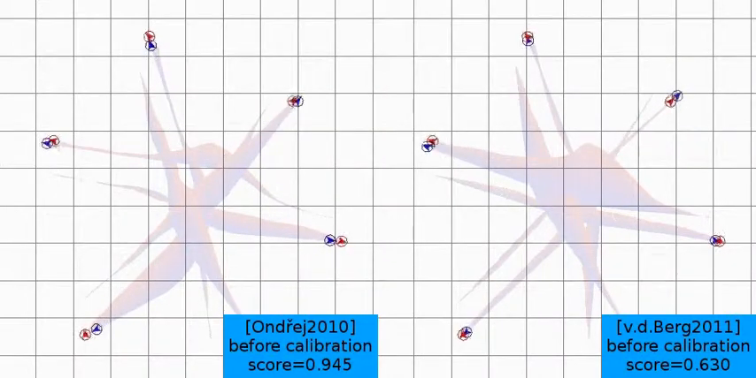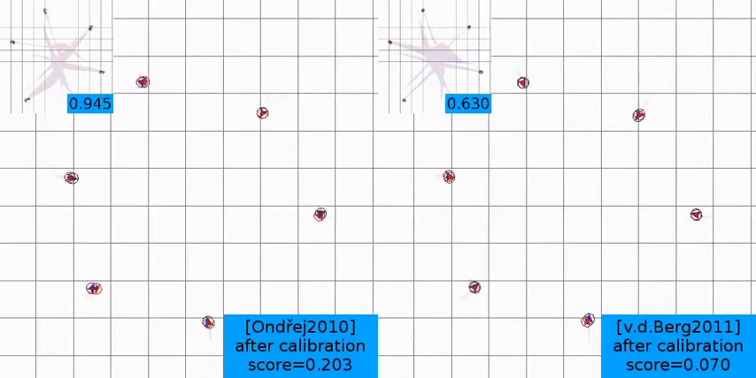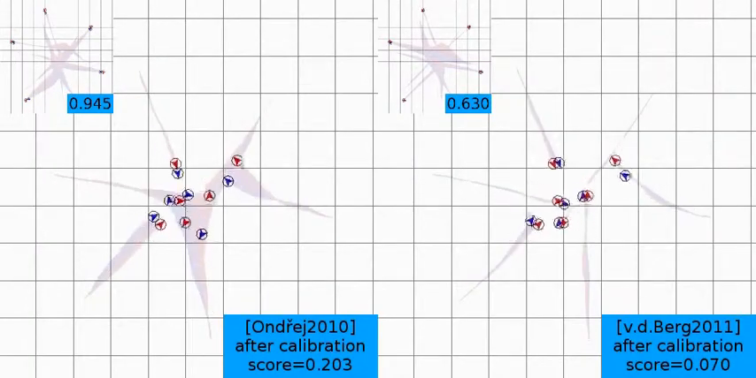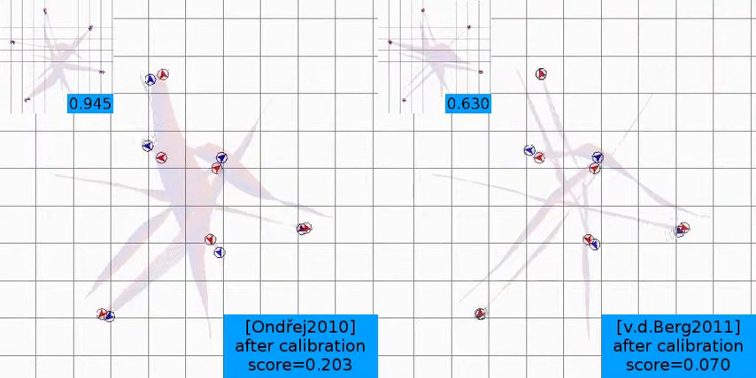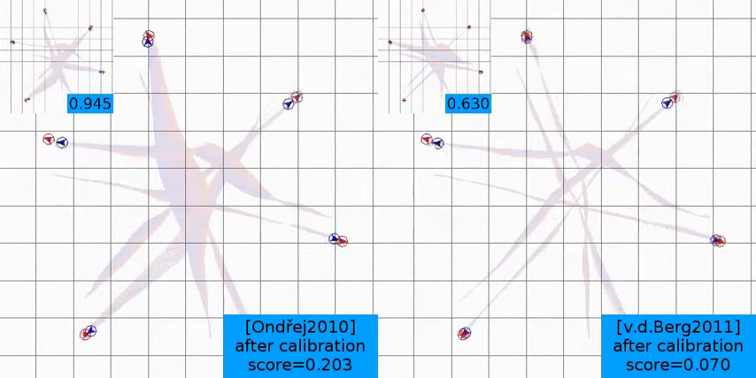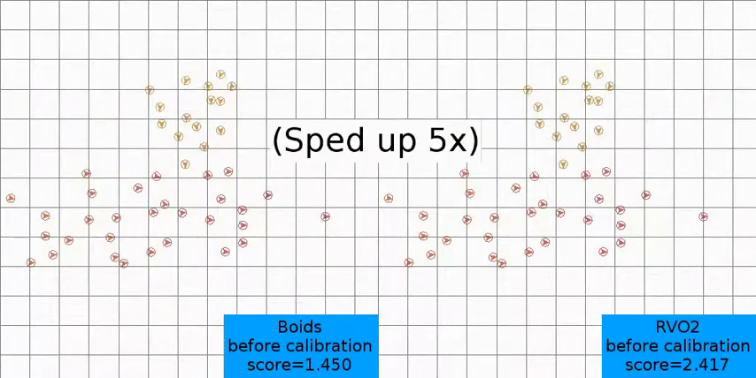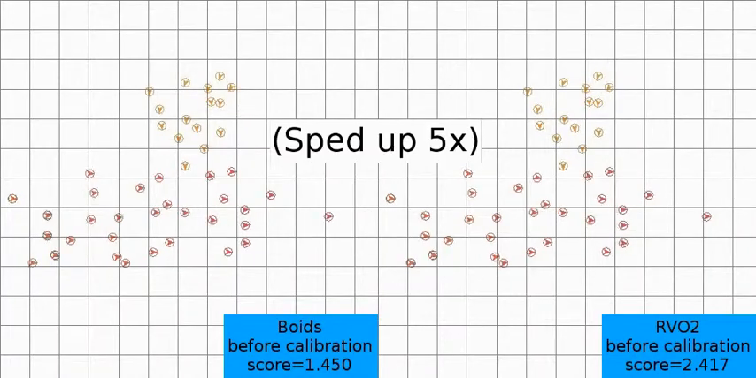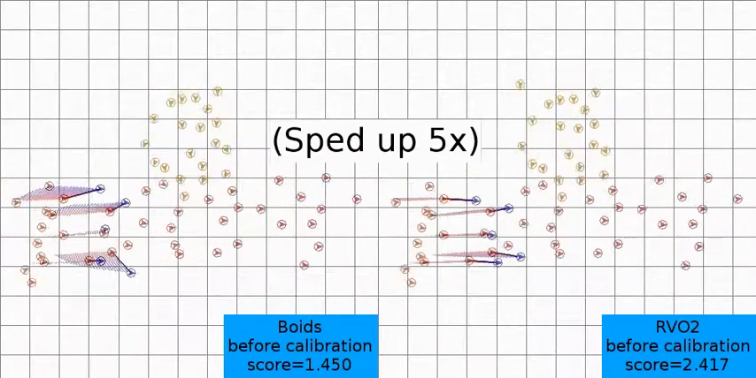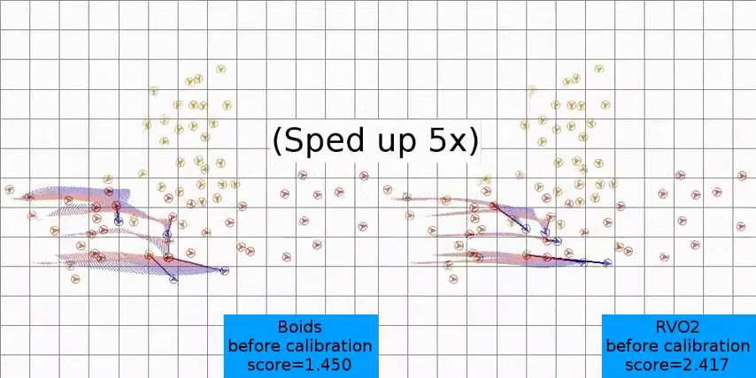With stock parameters, the real and simulated trajectories differ significantly, while after calibration the RVO2 model on the right matches the original trajectories better than the model on the left. In this last example, we have two intersecting flows of pedestrians. Note that in this case, pedestrians are constantly appearing and disappearing from the camera's fields of vision.